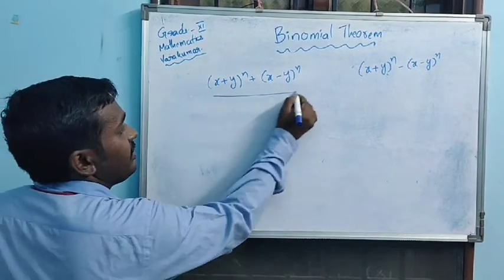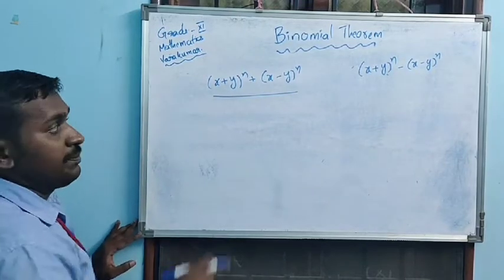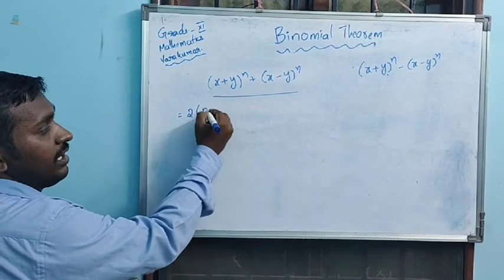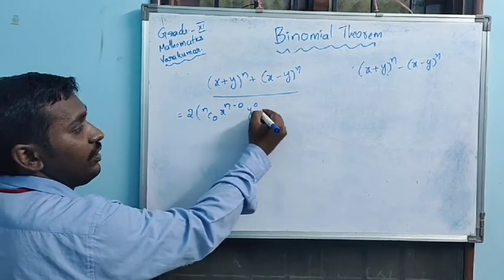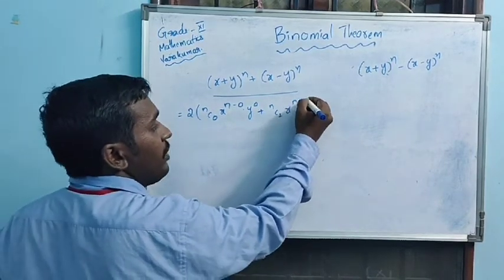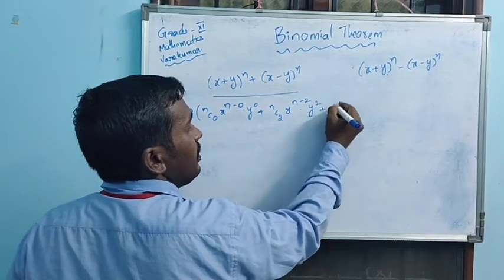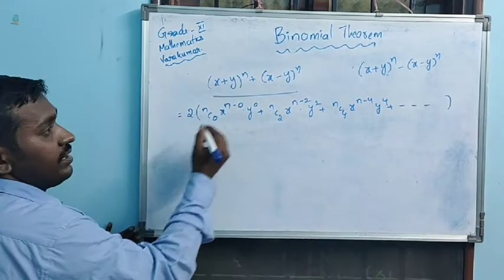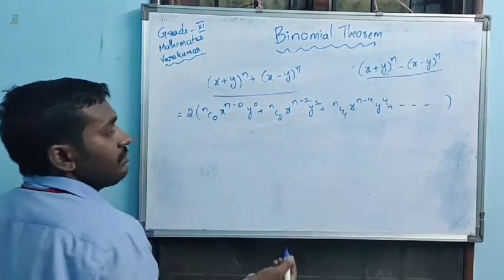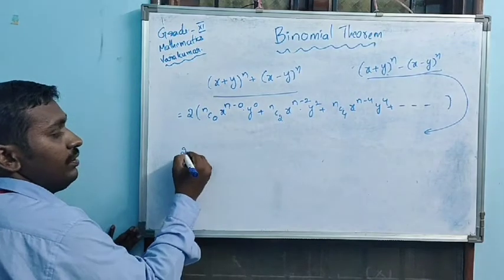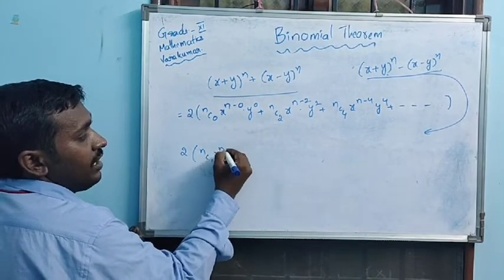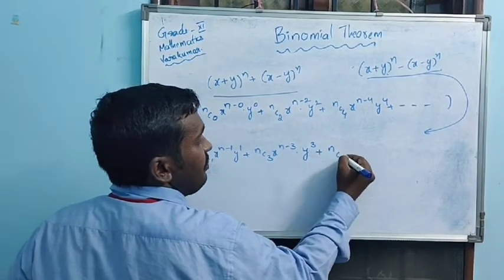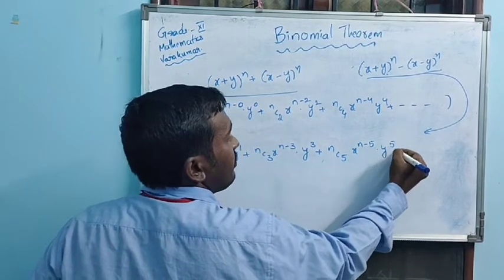Now if you expand and add x plus y whole power n plus x minus y whole power n, what terms will be there? 2 into nC0 x power n minus 0 y power 0, nC2 x power n minus 2 y power 2, nC4 x power n minus 4 y power 4, and so on. And next, if you take this one, what will be there? 2 into nC1 x power n minus 1 y power 1, nC3 x power n minus 3 y power 3, nC5 x power n minus 5 y power 5, and so on.